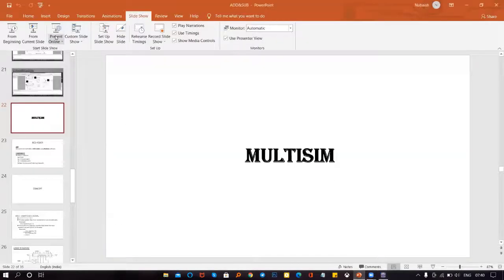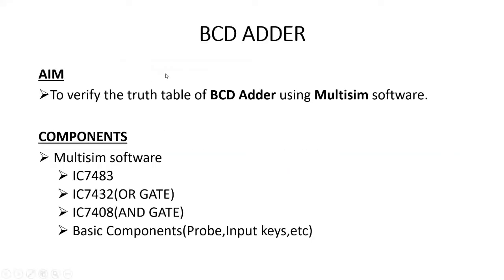So next we have BCD adder. Our aim is to verify the truth table of the BCD adder using Multisim software. The major component is the Multisim software, and in it we will need two IC 7483, an IC 7432, which is an OR gate, and an IC 7408, which is an AND gate, and some basic components such as probes, input keys, etc.